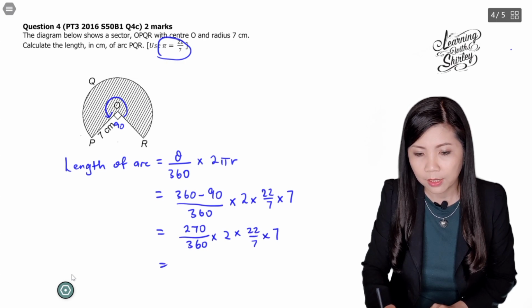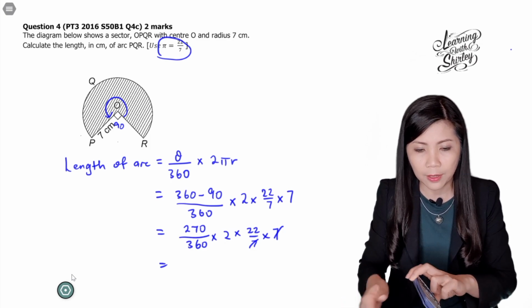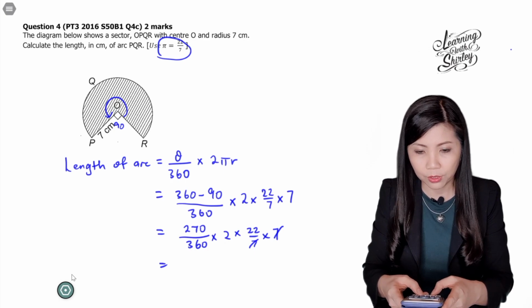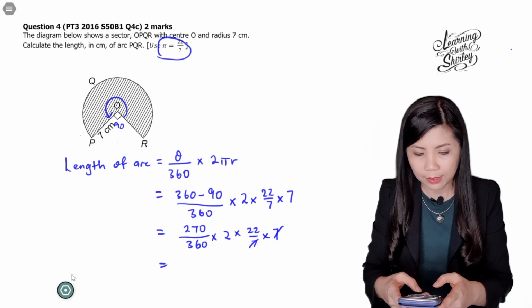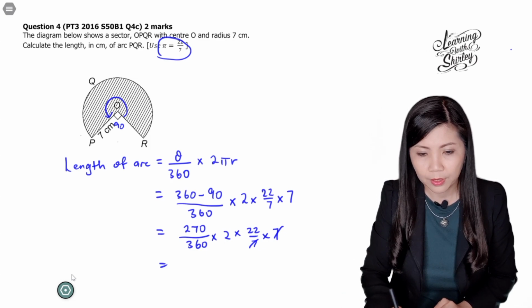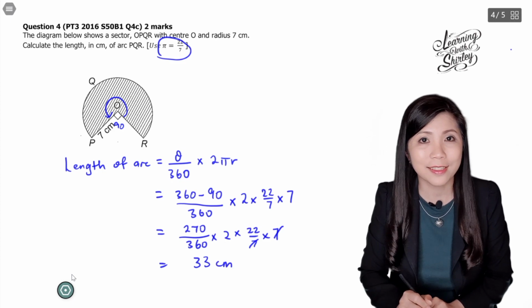Okay, let's calculate this. This 7 and 7, we can cancel off. Let's calculate with the calculator: 270 divided by 360 times 2 times 22. So we get 33 cm. I'm going to write down the answer, 33 cm. So that's the answer.